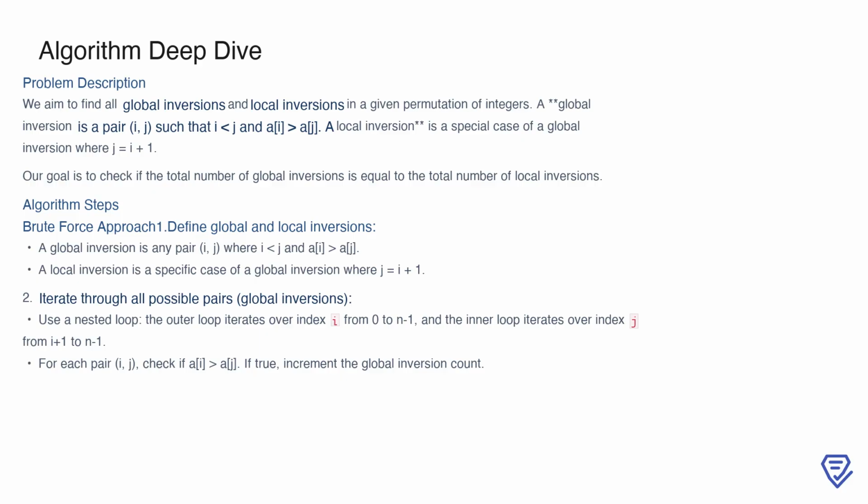First, we define the inversions. Global inversions involve all pairs i, j, where i < j and a[i] > a[j], while local inversions are limited to consecutive elements. Next, we iterate through all possible pairs in the array using nested loops. The outer loop iterates over index i, and the inner loop checks all indices j that come after i. For every pair where the condition a[i] > a[j] is true, we increment the global inversion count. This process gives us a complete count of all global inversions in the array.